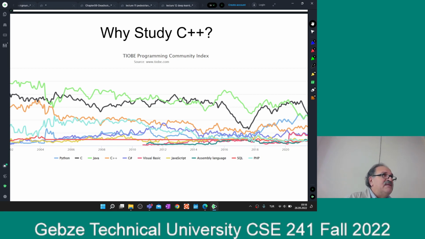For example, C says that I am fast. It's really fast. It doesn't use much memory. It is very efficient, and it is portable, and you can do low-level programming with the C programming language. That kind of stuff. C++ says that I am an object-oriented programming language.